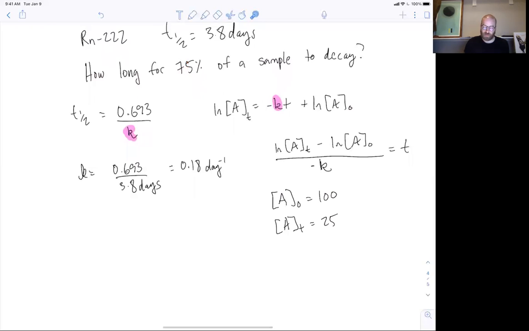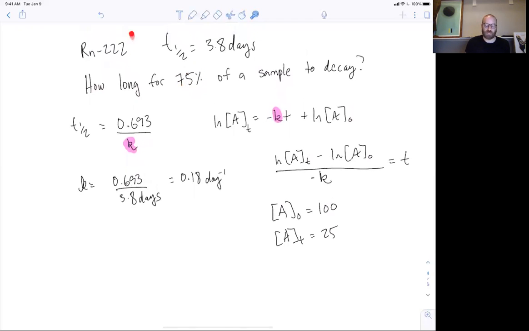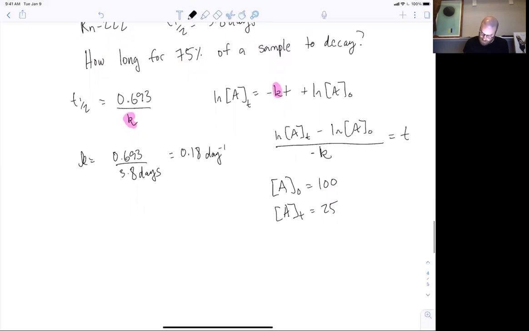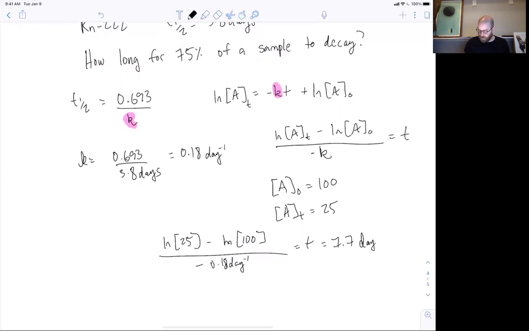So I think that's really the only tricky thing, maybe. It's saying how long for 75% to decay. So we're saying, what's the concentration going to be after 75% is decayed? It's going to be 25%. And then we just plug in some values here and we should get an answer. So it's natural log of 25 minus natural log of 100 divided by negative 0.18 inverse days. And that'll give us our time. And I come out with 7.7 days. And we can check to see if that's reasonable.